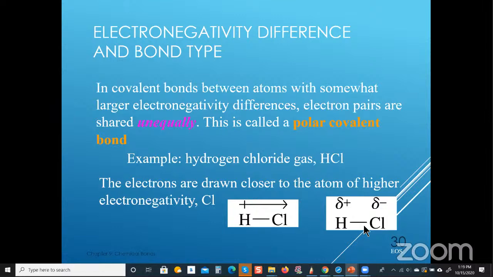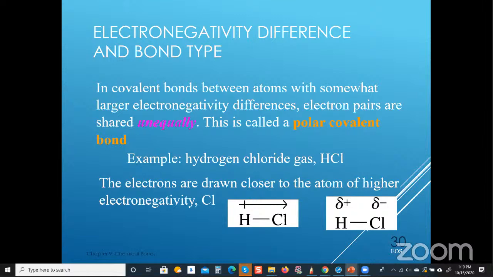Another representation that is very often used is this representation here. This delta is a Greek letter, all right? And in this context, it represents partial. So what we're saying here is that the chlorine atom in this molecule will have a partial negative charge, while the hydrogen atom will have a partial plus charge, right? It's a partial charge and not a full charge because you don't have a complete separation of the ions.